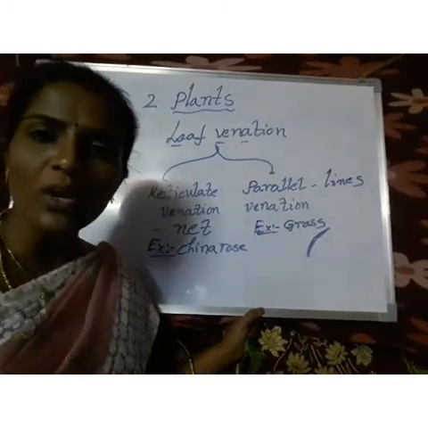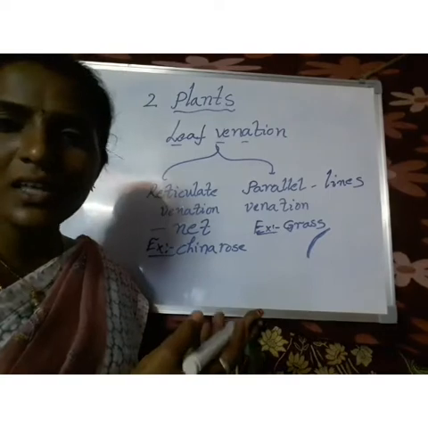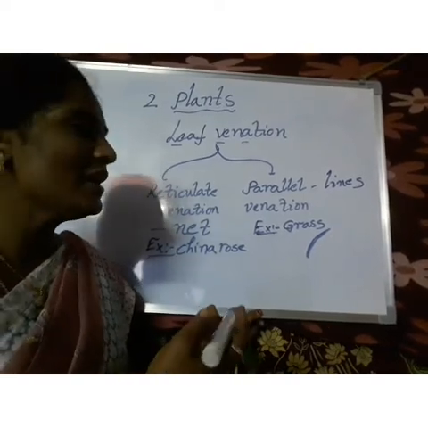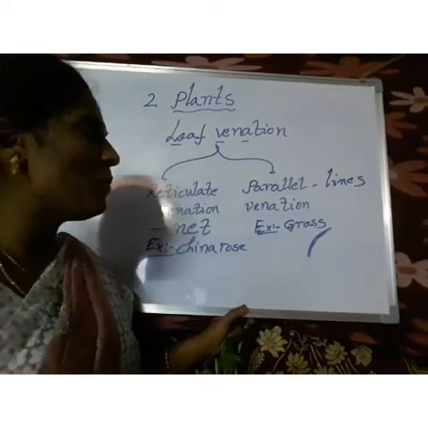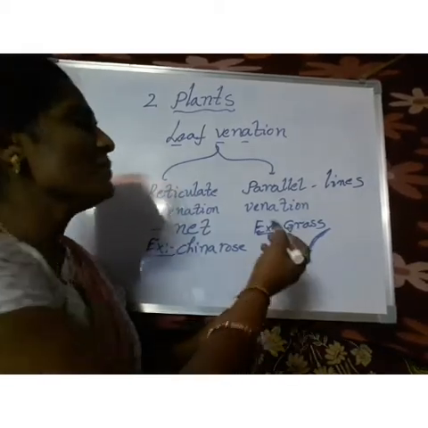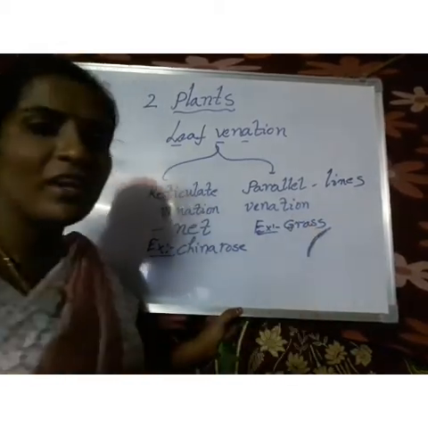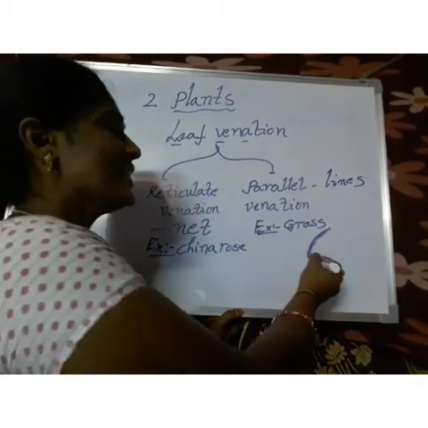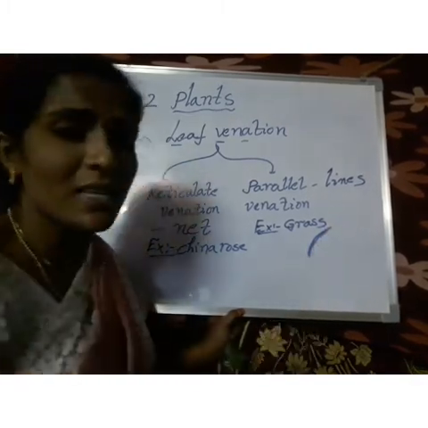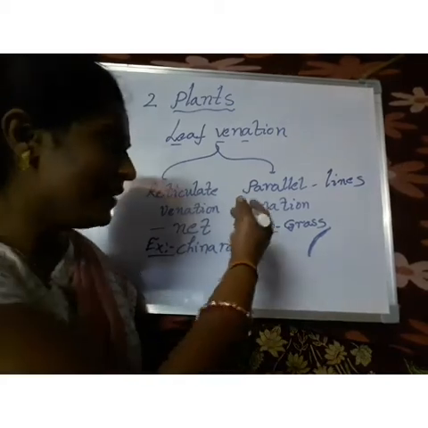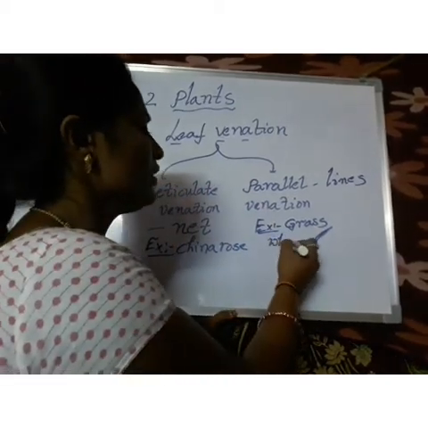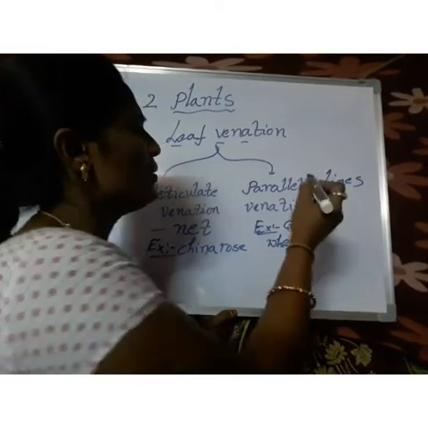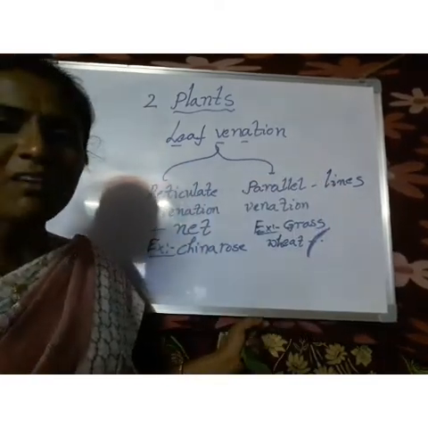If you see coconut leaves, they also come under parallel venation. And grass, and also rice and wheat, these cereal group plants also come under parallel venation, because there is only a main vein. Side veins are absent in this venation. Examples are grass, wheat and some others.